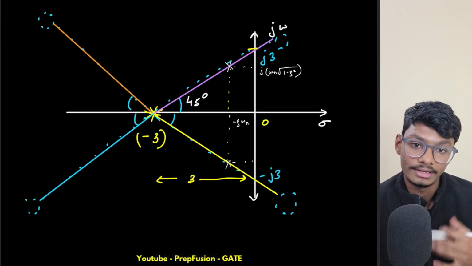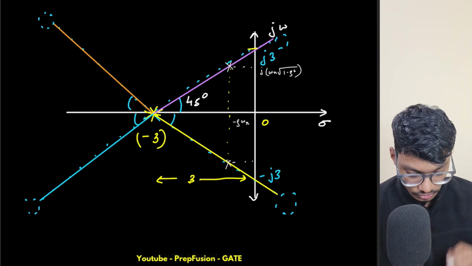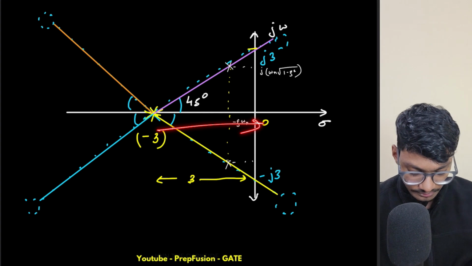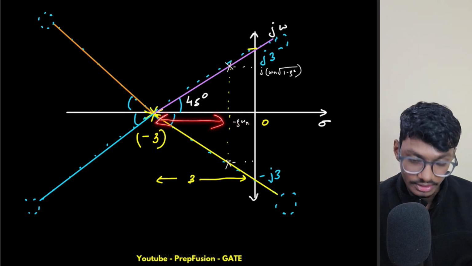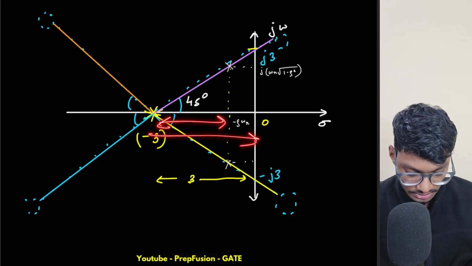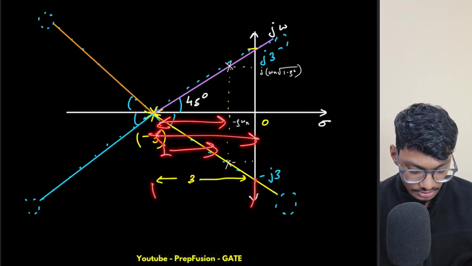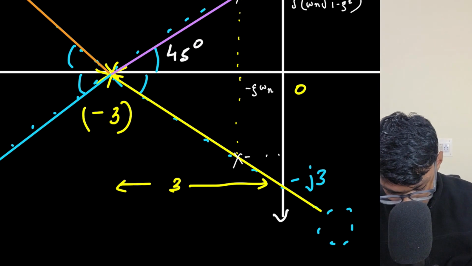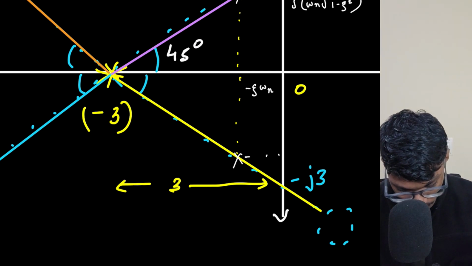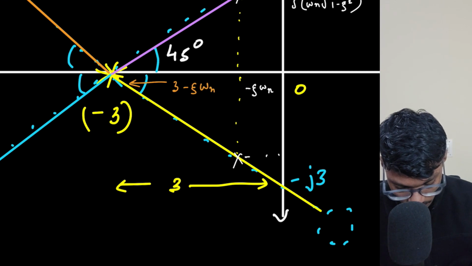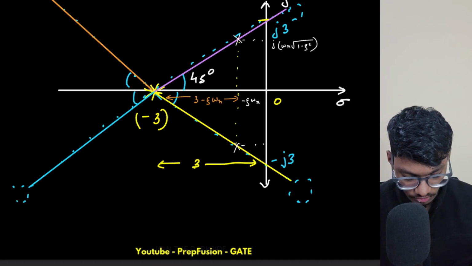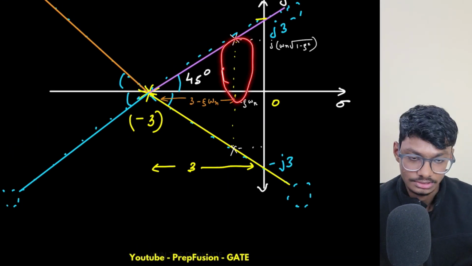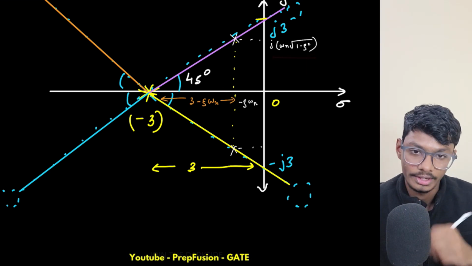Now how can we again use that tan theta relationship? Obviously this distance is 3. But what about this distance? Up until here is 3, and this distance is basically 3 minus zeta omega n, because this distance is zeta omega n. And what about this distance? This distance is omega n into under root 1 minus zeta square.